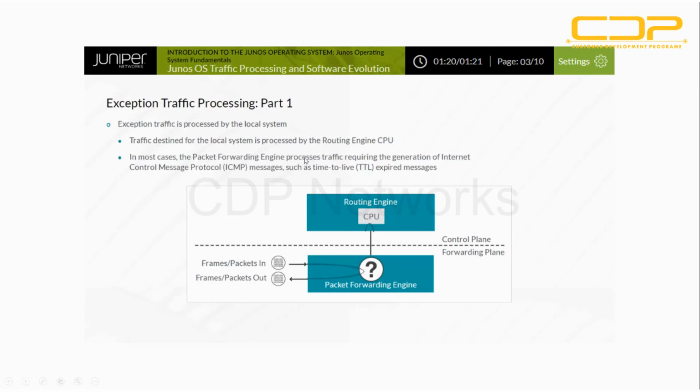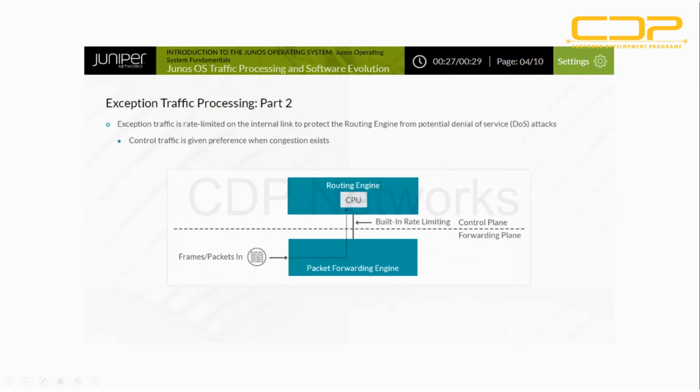In most cases, the packet forwarding engine processes traffic requiring the generation of Internet Control Message Protocol messages. This is called the ICMP message, such as the time to live expired message. You can see the routing protocol update. Consider you have two routers connected with each other. You configure OSPF routing. In OSPF routing, they are sending and receiving routing updates. This routing update is also maintained by the routing engine or control plane.